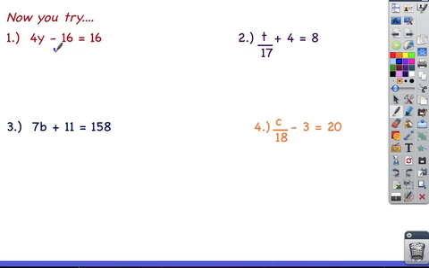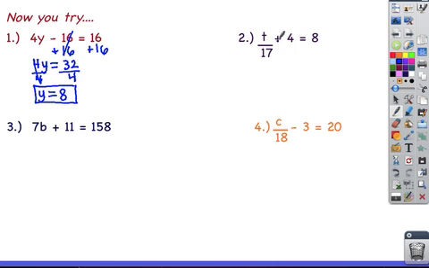Number 1, we start by adding 16 to both sides, and we get that 4y equals 32. Divide both sides by 4. Y equals 8. And we should plug in 8 for y to double check our work.